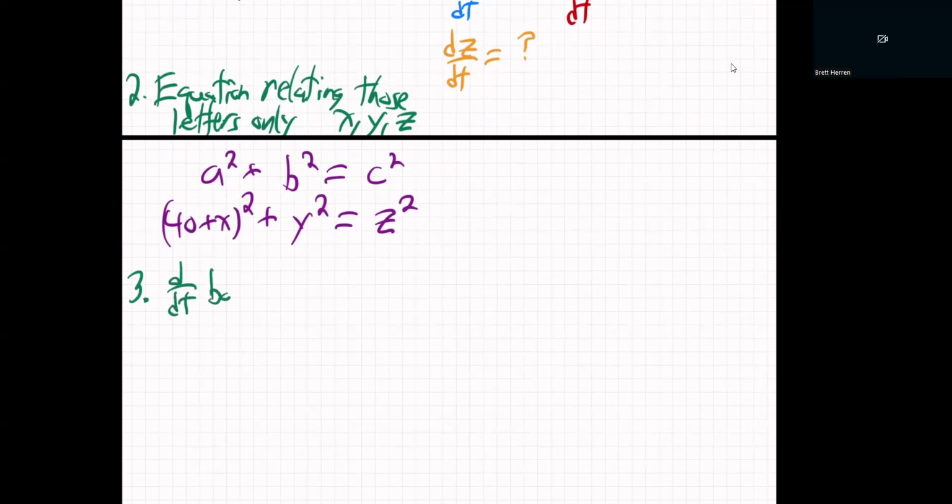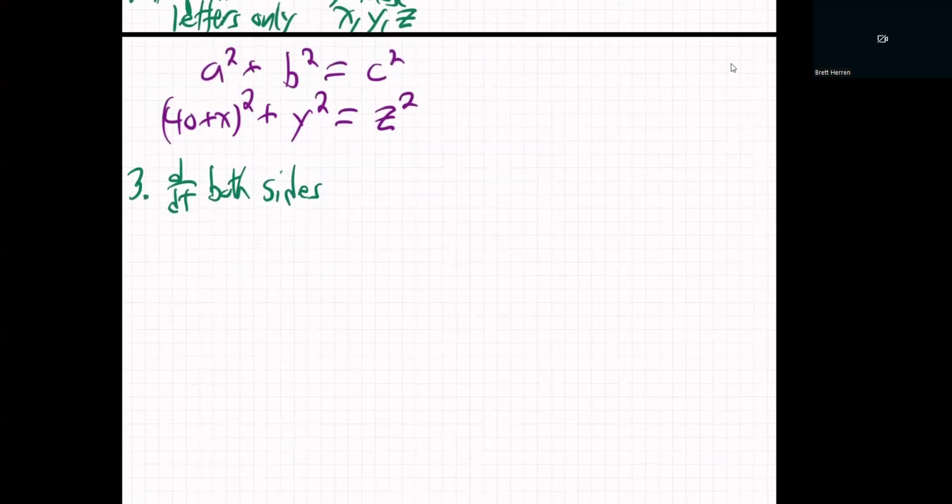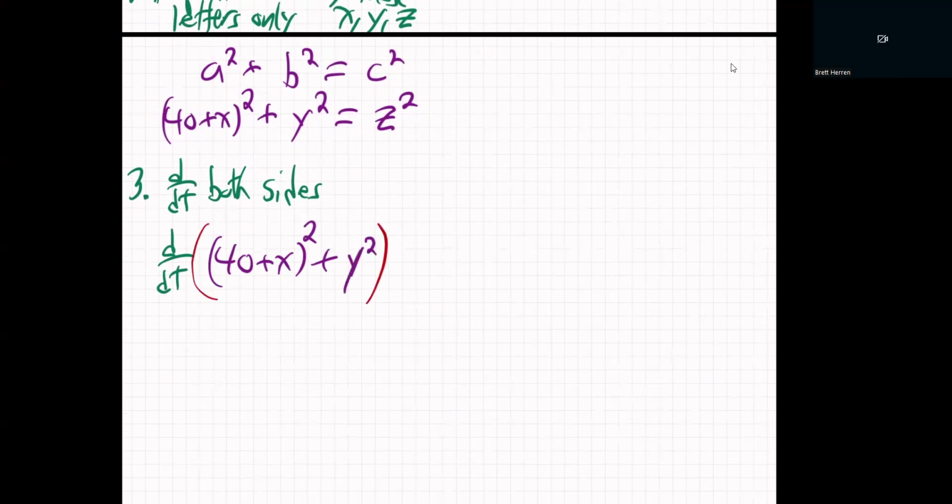Okay, step 3: take d/dt of both sides. So I'm going to go, okay, d/dt of (40 plus x) squared plus y squared, d/dt of that whole thing, equals d/dt of z squared.